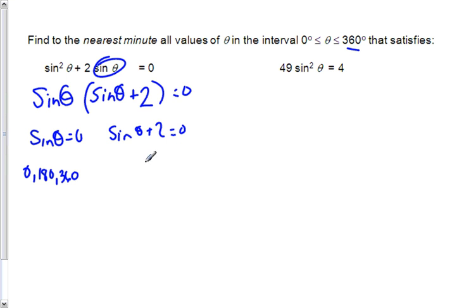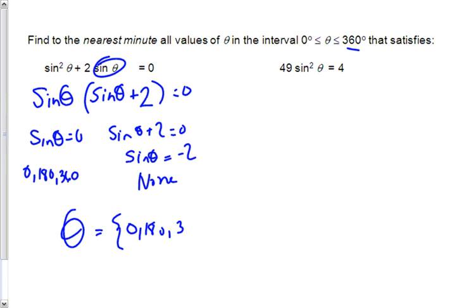The other one is, when does sine of theta plus 2 equals 0? Well, we can do sine of theta equals negative 2. And if I go through my good old calculator, I'm going to get a domain error again. Just remember, sine's got to be between negative 1 and 1. That's negative 2, outside of my range. There is none here. So my solution to this one is theta is simply these angles here, 0, 180, and 360 degrees.